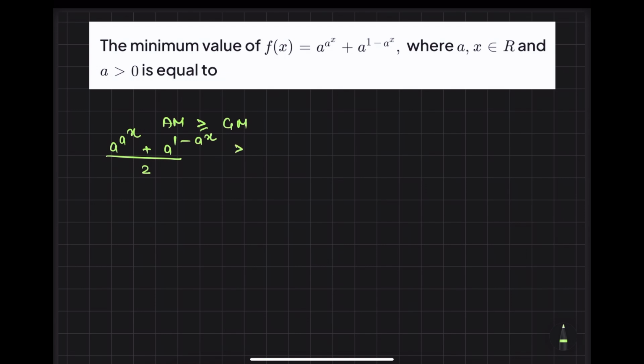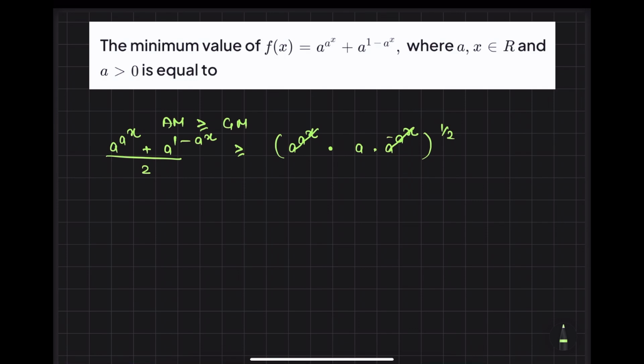This is greater than or equal to the square root of a power x into a power 1 minus x, that is, to the power 1 by 2. If you observe, this thing will neutralize this thing. Base same, powers add, it will become 0. The power will become 0, so a power 0 is 1. So you will be having root a.